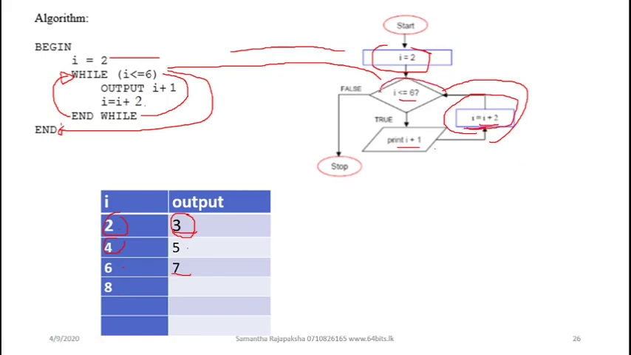And we get the 8. Is the 8 less than 6? No. Condition is false, exit. This is the output you get. This is how you get the output for the while loop.